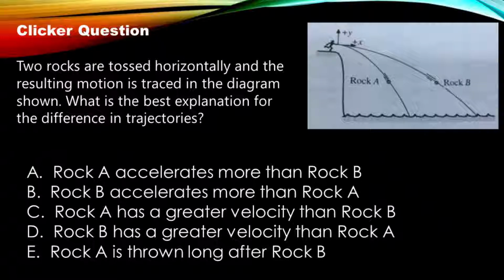So the next question says, 2 rocks are tossed horizontally and the resulting motion is traced in the diagram shown. What is the best explanation for the difference in trajectory? So we have this rock A and rock B. So go ahead and talk to each other about this one.